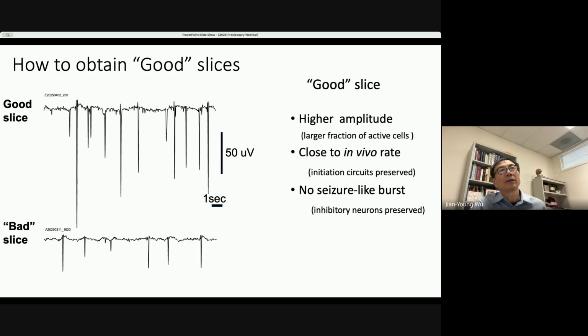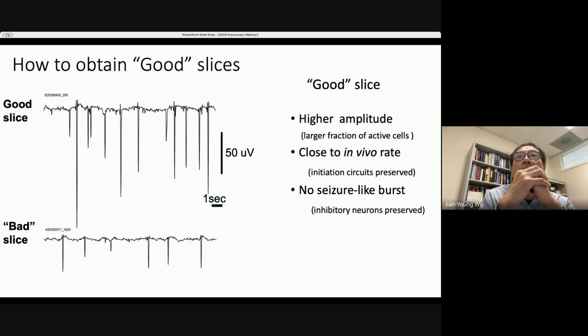But if you put a local field potential electrode on, you can see on the left top trace that the good slices have higher amplitude sharp waves, and they are more frequent. Often you see a burst of several of them. The bad slices have lower amplitude and fewer, less frequent sharp wave ripple events. So we say good slices are those with higher amplitude sharp waves.